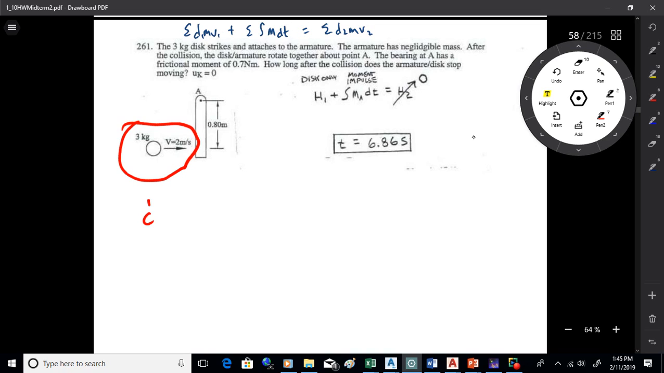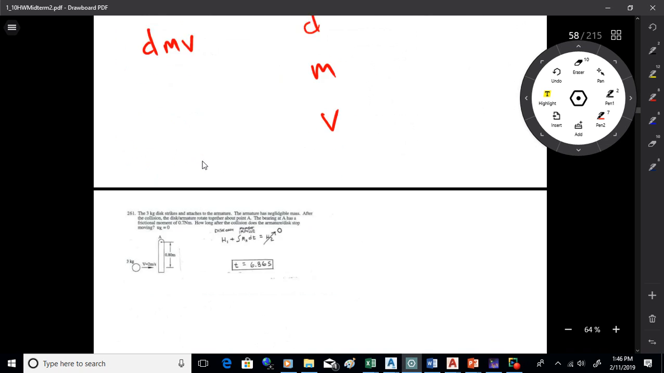So the angular momentum is dmv, right? Now, look at that thing and just fill in as best you can what's D, what's M, and what's V. Just look at those three things separately. And some of them are right on the sketch. So fill in those numbers if you want to look back at this one to help you get started on it, okay?